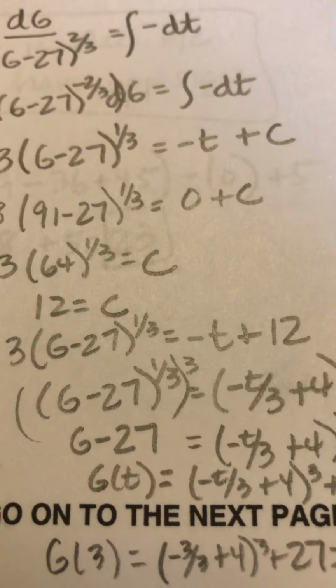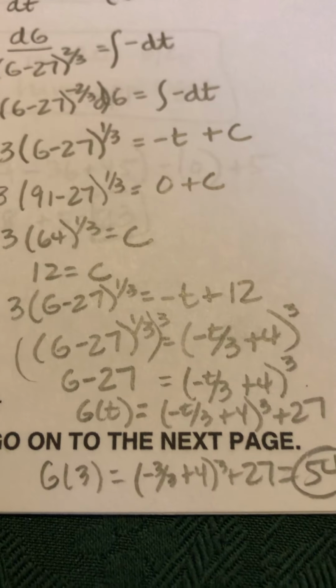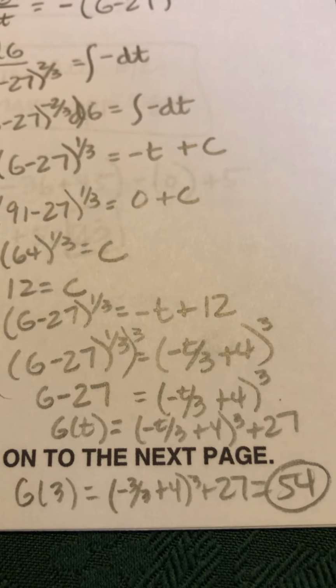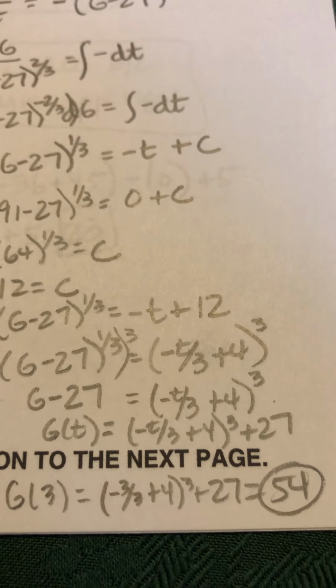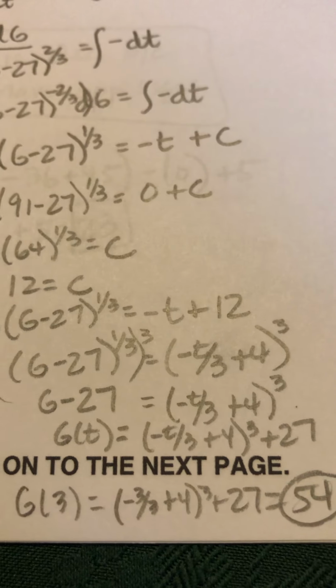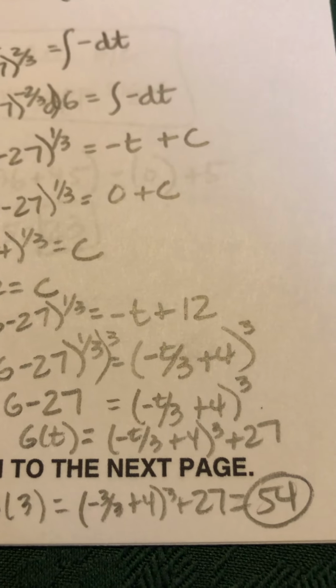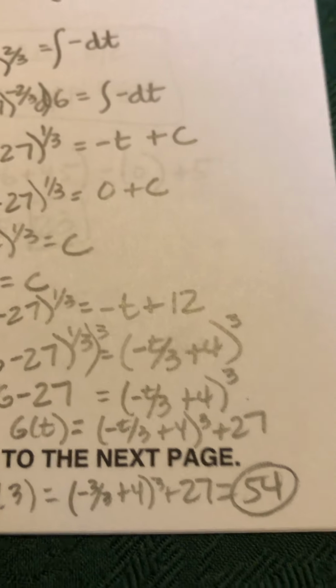And we want to find the internal temperature at time 3 based on this model. So g of 3, sub in 3, we get negative 3 over 3 plus 4 cubed plus 27. Well, negative 3 over 3 is negative 1. Negative 1 plus 4 is 3. 3 cubed is 27, and 27 plus 27 is 54.